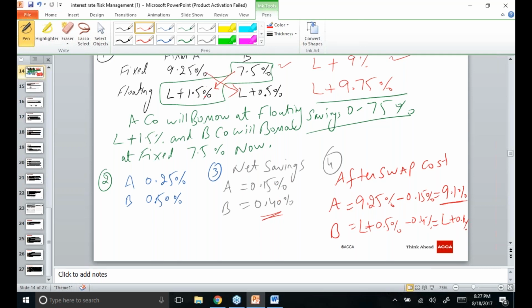If firm A has borrowed at the floating rate in the first step, company A will have a final answer in a fixed rate, but obviously it will be cheaper. It will be less by the savings of the third step. So A's final answer is 9.1%. That's how you're going to solve the swap contract in the exam.